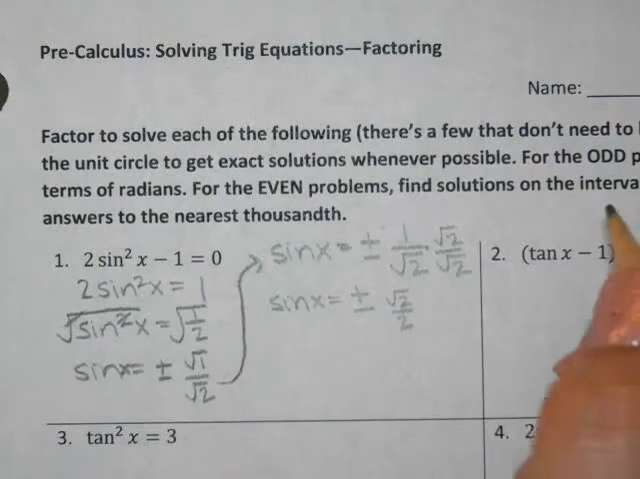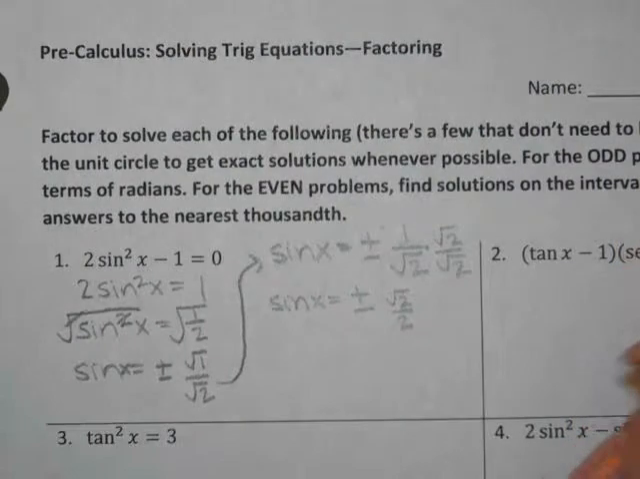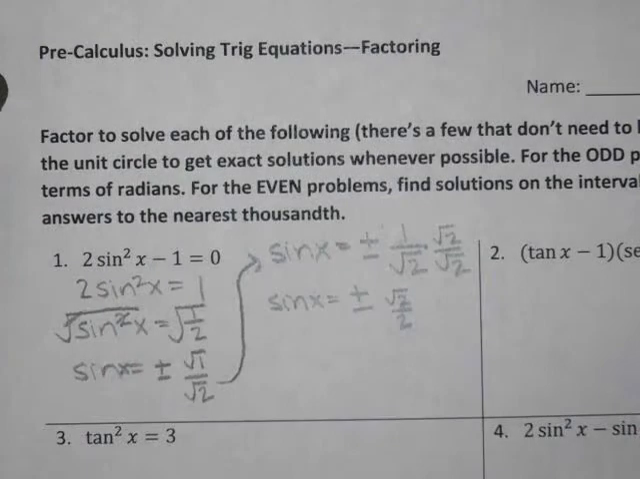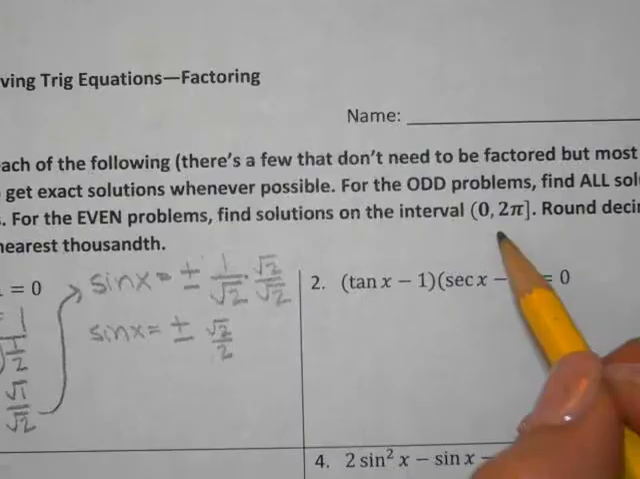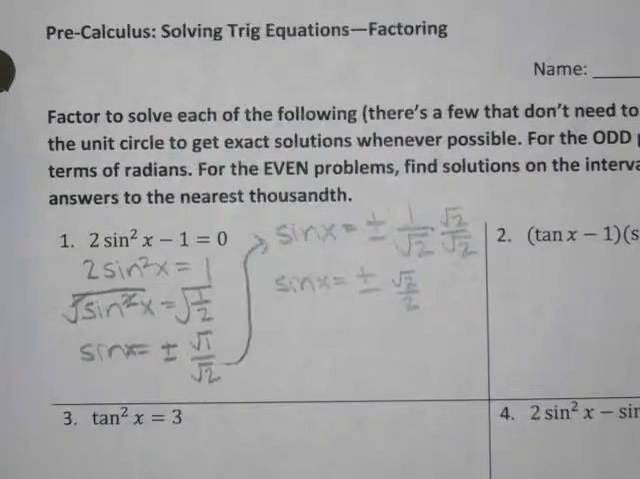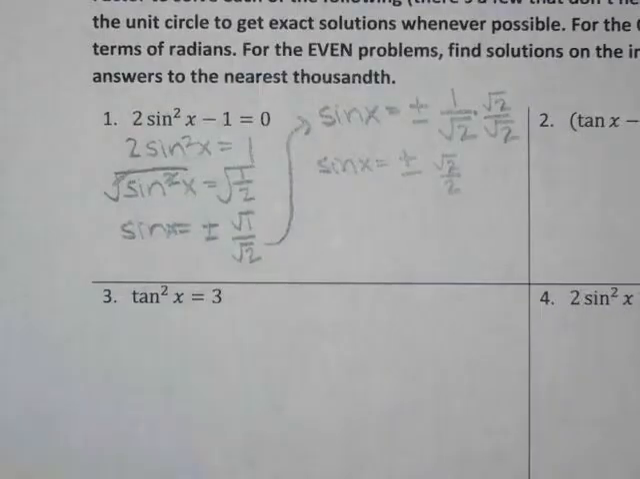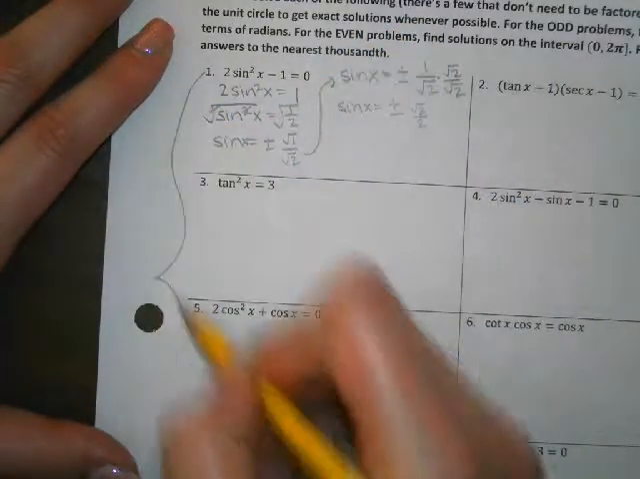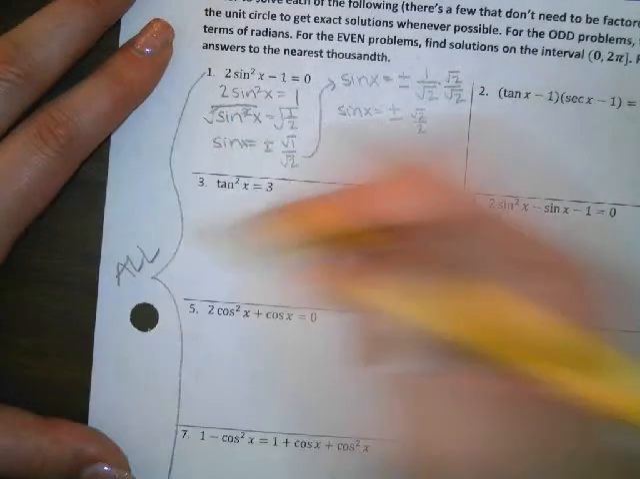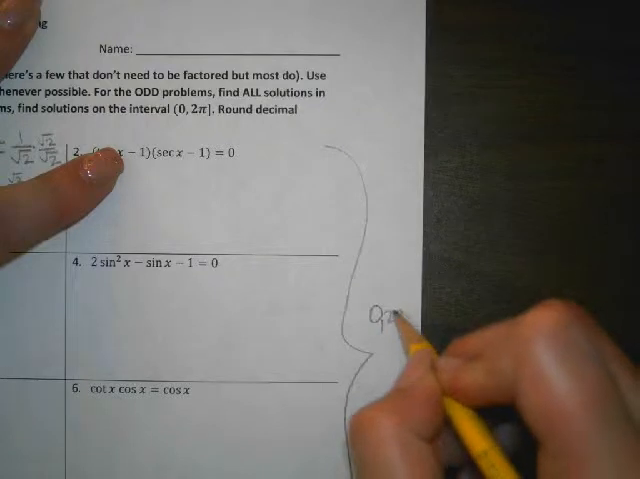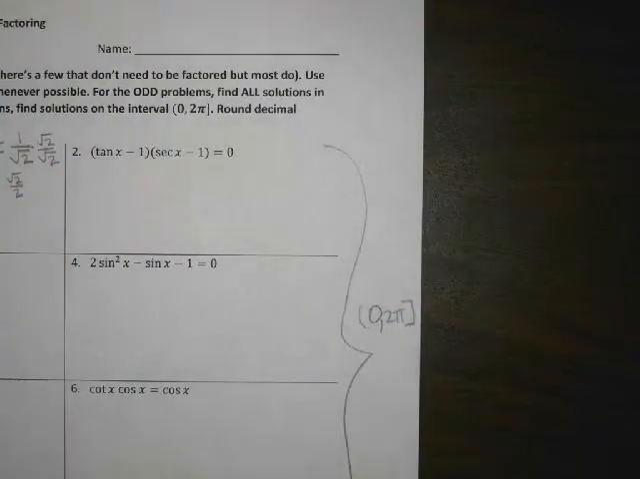Okay. In the instructions, it says for the odd problems, find all solutions, and for the even problems, find the solutions from 0 to 2 pi. So I'm going to write on my paper so I don't forget that we're finding all solutions over here. This side is just from 0 to 2 pi. Okay? So we're just practicing both of those.